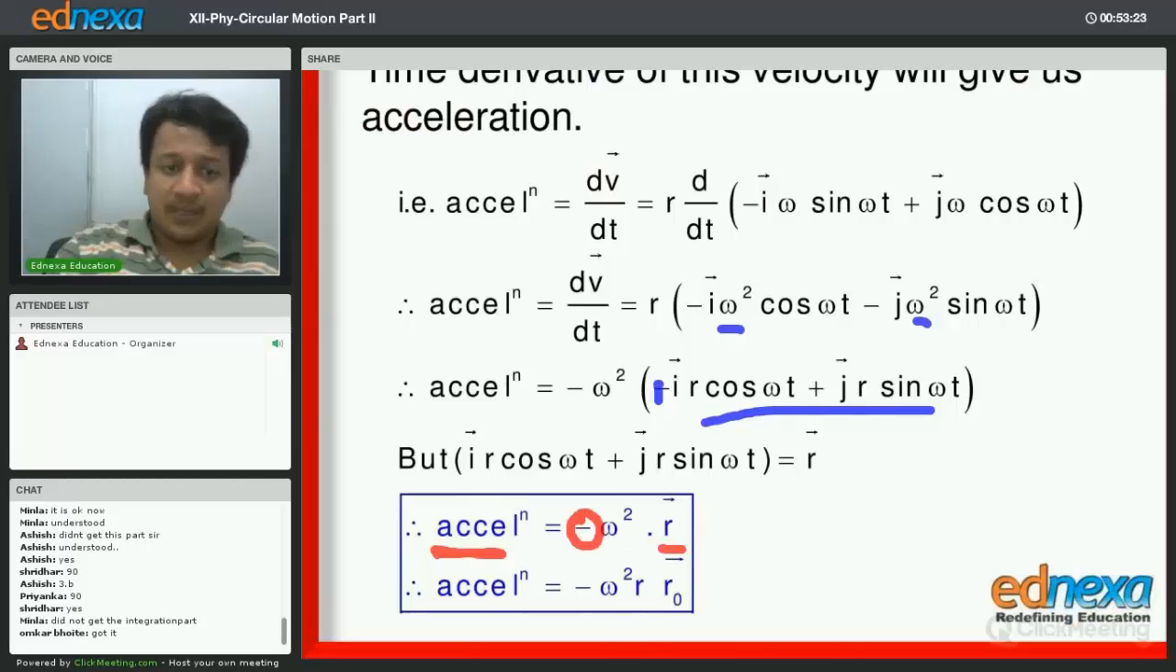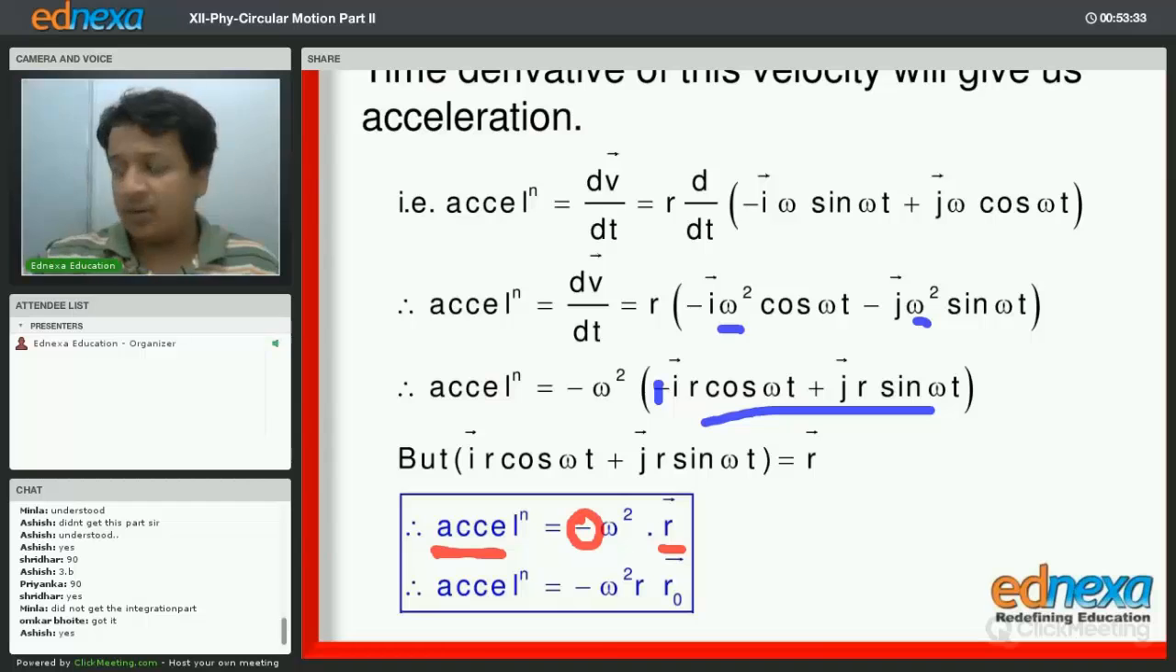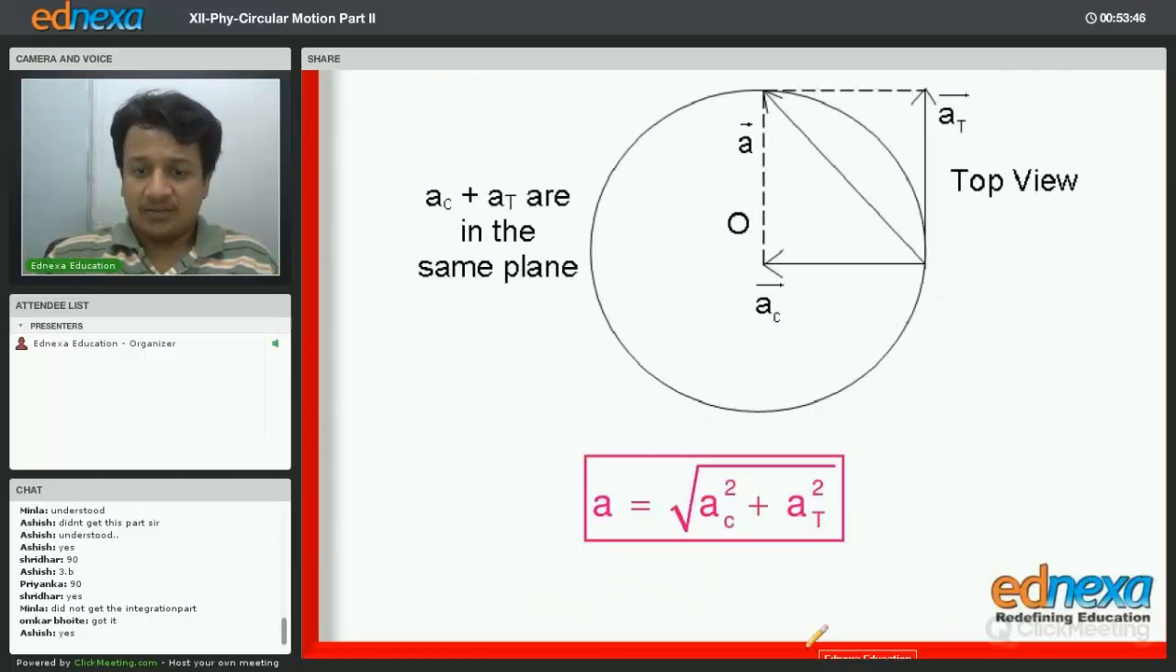Everybody getting this proof? If you are getting this proof, please click on agree. If you are having any doubt, you can ask me. Okay, very good. I will proceed further to the next slide.